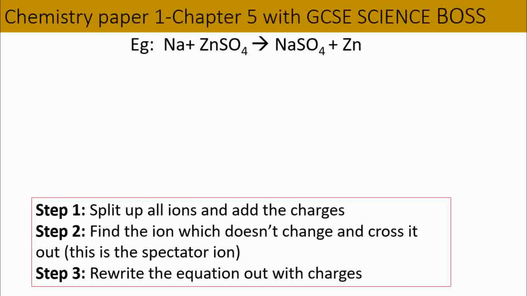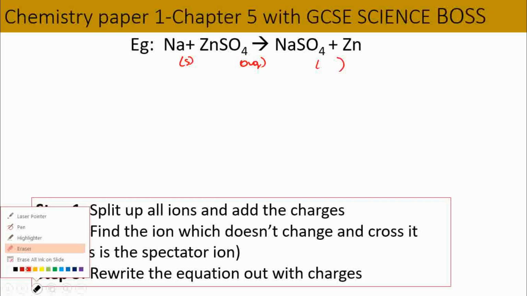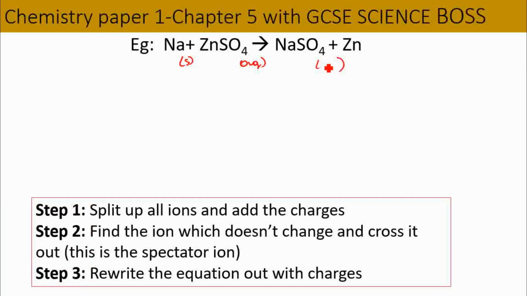We will do one more, okay? So I just add the state symbols in so that it makes things easier. Okay, remember only aqueous ones get split. Oh, that is really bad writing there, because I'm trying to write quickly. AQ, and then that one there is a solid.